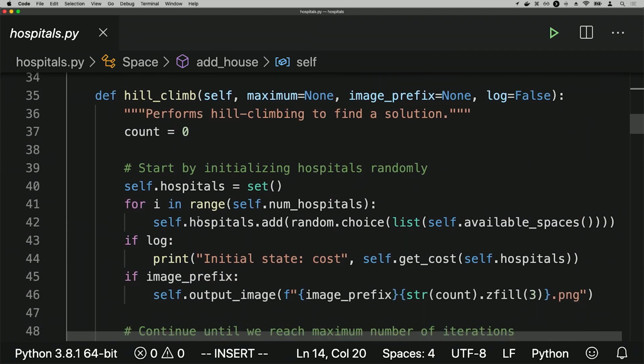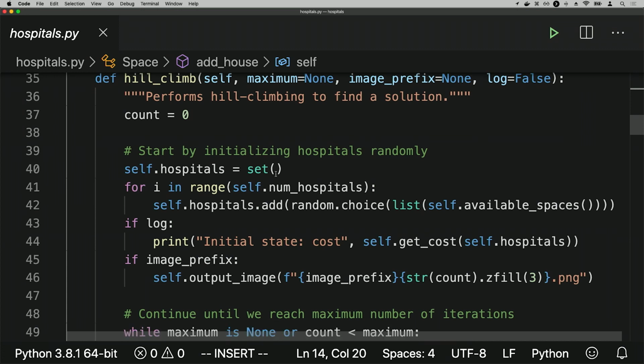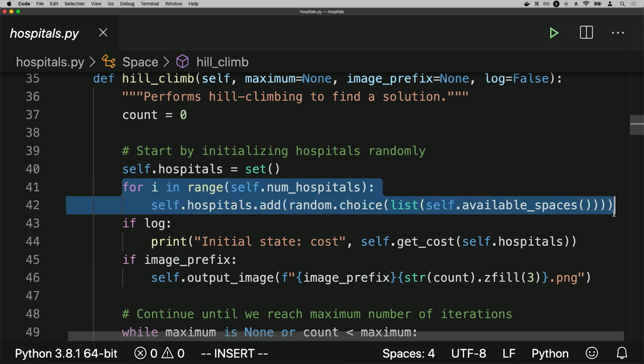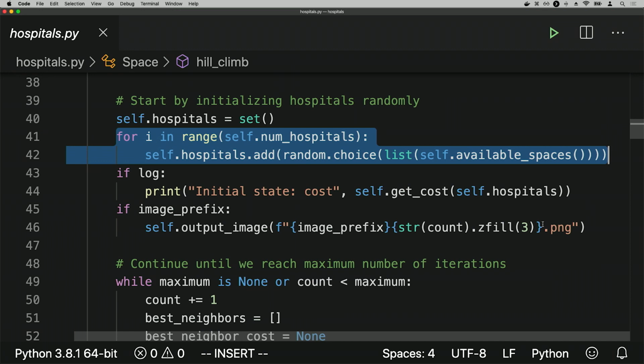And here now is the hill climbing algorithm. So what are we going to do in the hill climbing algorithm? Well, we're going to start by randomly initializing where the hospitals are going to go. We don't know where the hospitals should actually be, so let's just randomly place them. So here I'm running a loop for each of the hospitals that I have. I'm going to go ahead and add a new hospital at some random location.